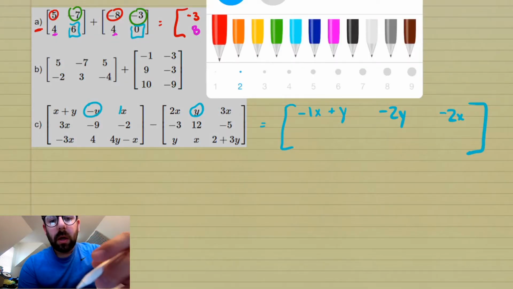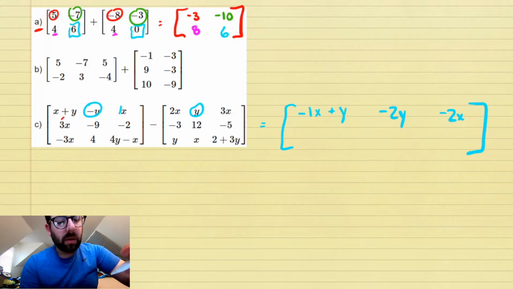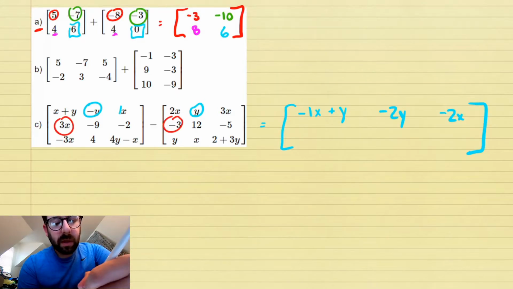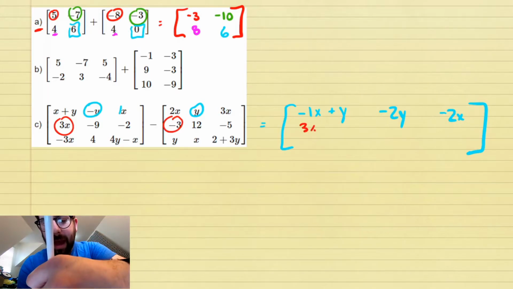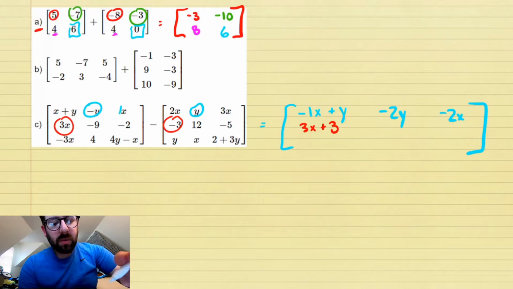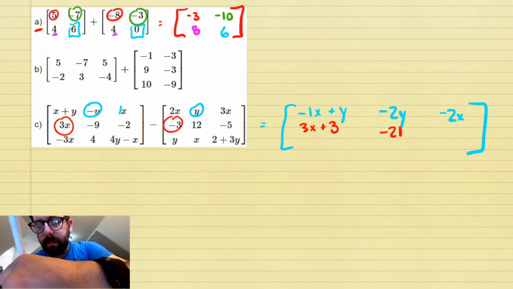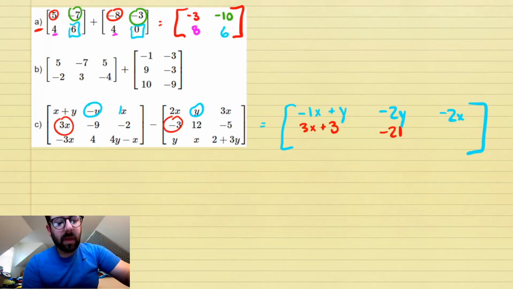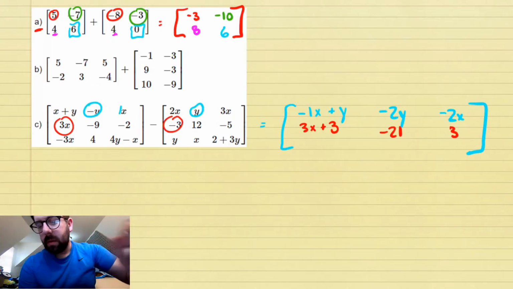On the next one, I'll switch up the color here. I have 3x, and I'm going to be subtracting a -3. If I subtract a -3, I'm going to be adding it. So 3x plus 3, that's that first entry. The next one is -9 minus 12. So -9 minus 12, what is that, -21? Next one here, I have a -2, and I'm going to subtract a -5. So it's -2 plus 5, which is 3.